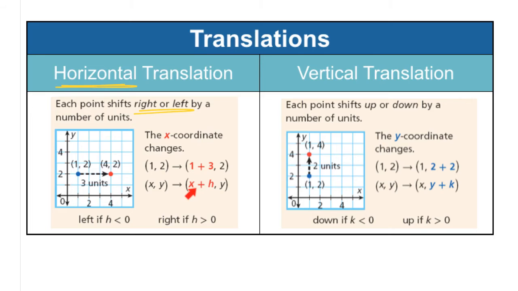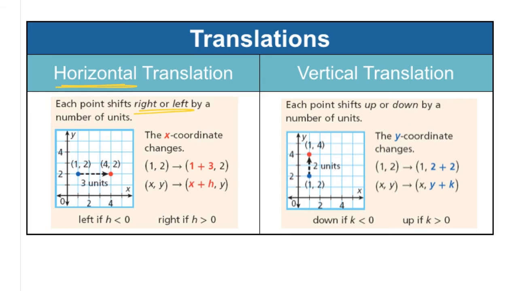So using symbols, we can see that our x value in our coordinate is going to change by a certain amount. They're calling it h. If you are adding, that means h is greater than 0, then it's going to move to the right. And if h is less than 0, it would look like you're subtracting, and that means it's going to move left.